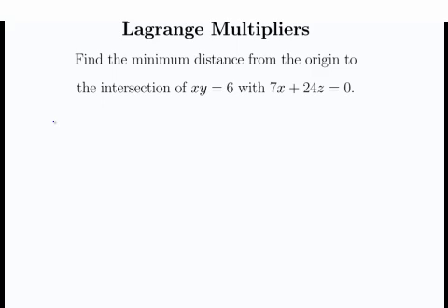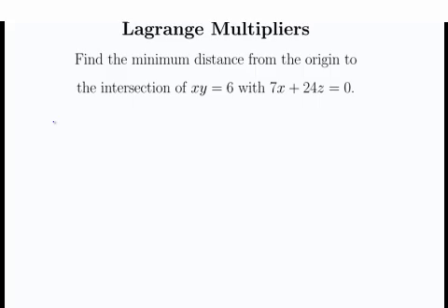In this screencast I'm going to look at the method of Lagrange multipliers, and this method is often used to find the maximum or minimum value of something subject to one or more constraints. And I'm going to illustrate this method with the example that I have typed up here. Find the minimum distance from the origin to the intersection of xy equals 6 with 7x plus 24z equals 0.